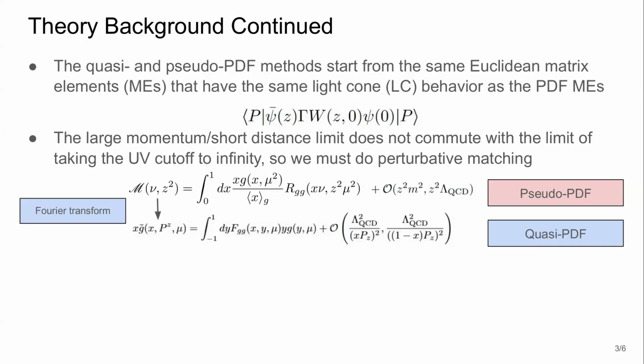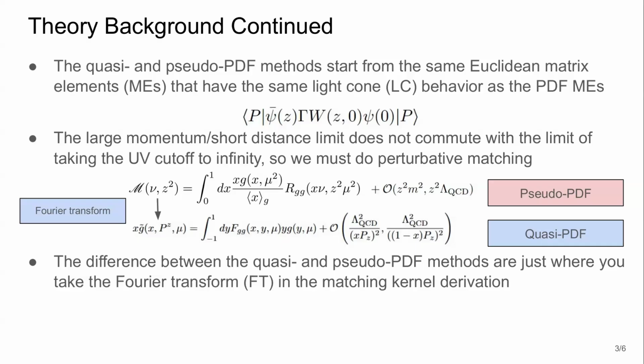With the quasi-PDF method, you can say pretty strongly that if our momenta are like 2 or 3 GeV, then you have good reliability in the range x about 0.2 to 0.8. So the main difference is just where you take your Fourier transform. The perturbative matching kernel for the pseudo-PDF has a Fourier transform hidden in it, and the two matching kernels are related via a double Fourier transform.